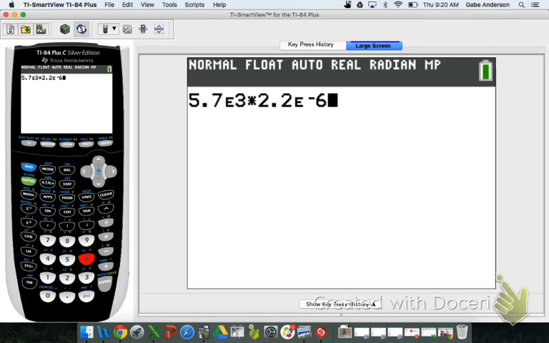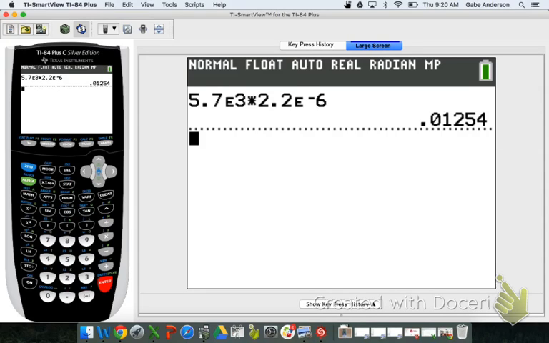Notice I never put times 10 to the anywhere, right? E is what that means. So please don't put an extra 10 or an extra to the or anything like that. Just put E, that means times 10 to the. Okay, so at this point, of course, we just hit enter, and it comes back with 0.01254.